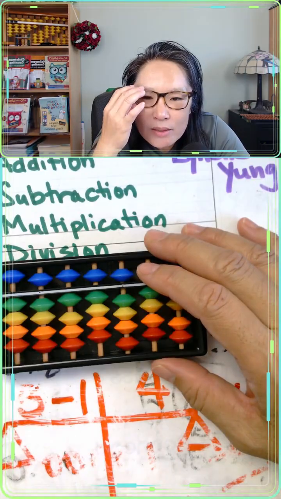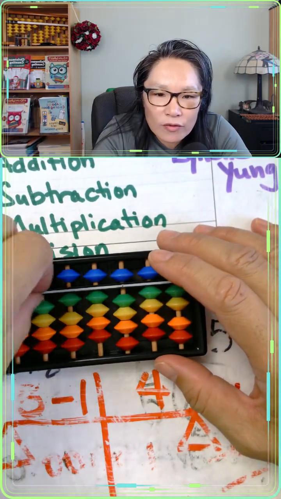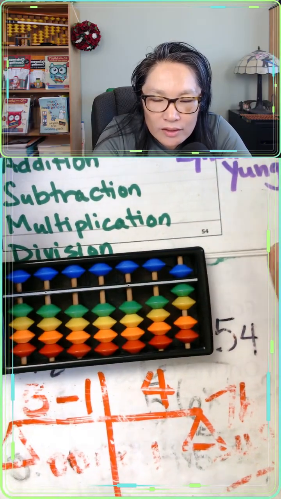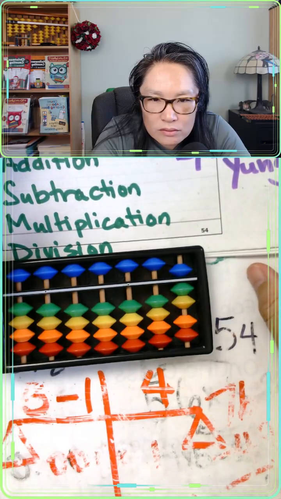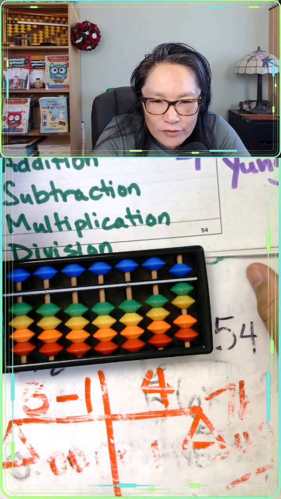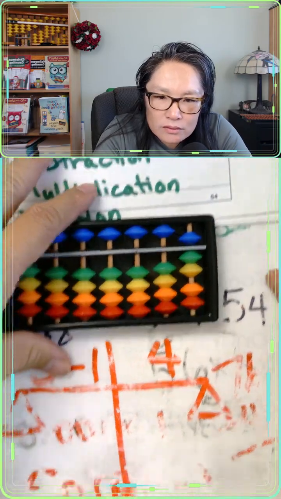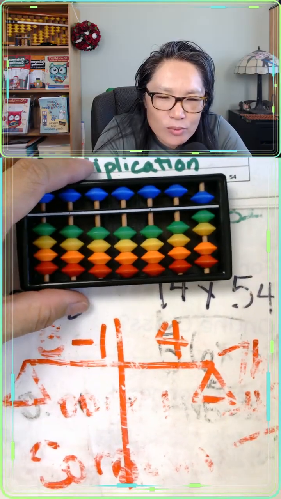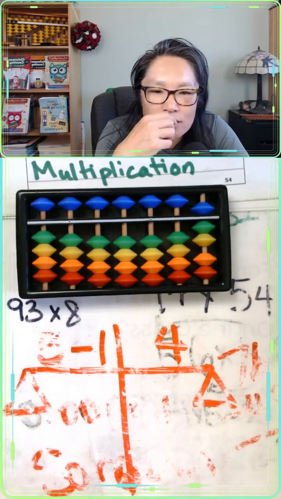Can you give me an example of subtracting fractions, maybe? Well, fractions is just division, right? So you would have to divide it first. But adding and subtracting fractions is algebraic, and that's not what abacus does.